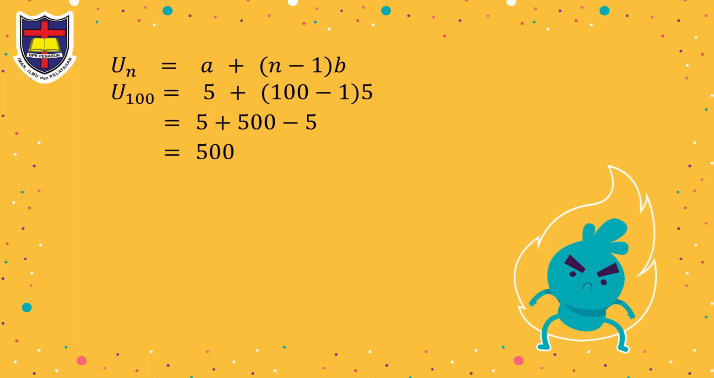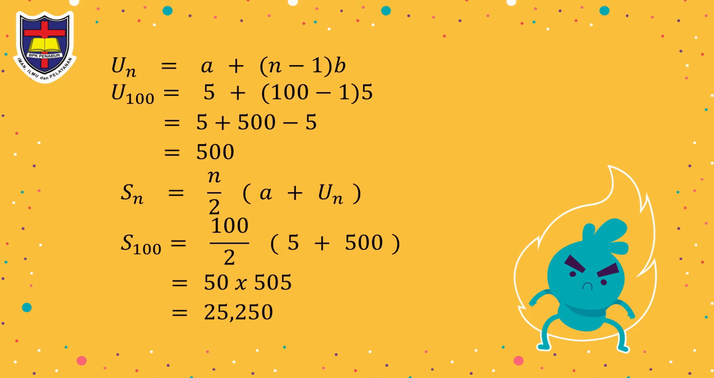So we have 5 plus 5 times 100, 500. 5 times minus 1 equals minus 5. So we have 5 minus 5, 0. So we have the 100th term is 500. Or you can calculate the number in parentheses first. So we have 100 minus 1 equals 99. 99 times 5. It will be the same. But it's so much easier to do it this way.